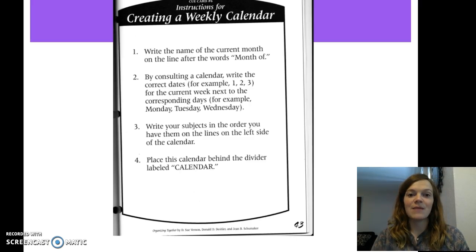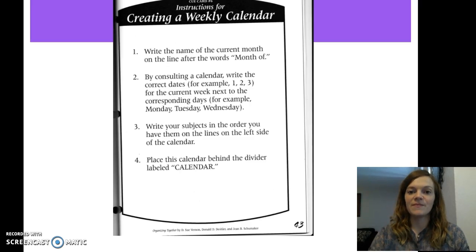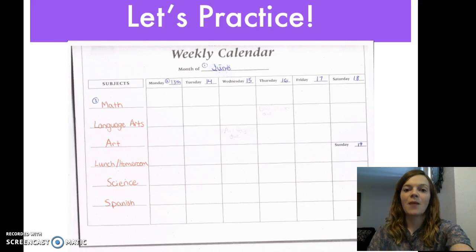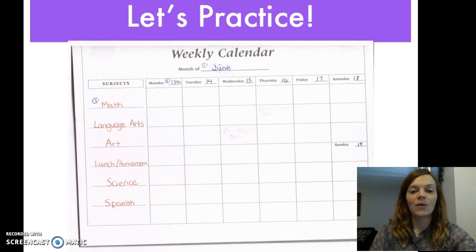First, you're going to write the name of the current month on the line after the words month of. So as you can see at the top, weekly calendar month of, and I went ahead and filled in the month of June.